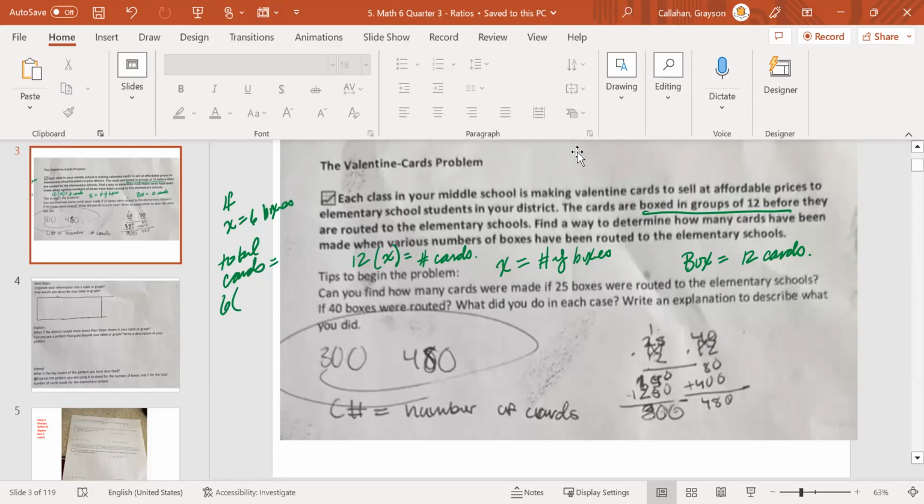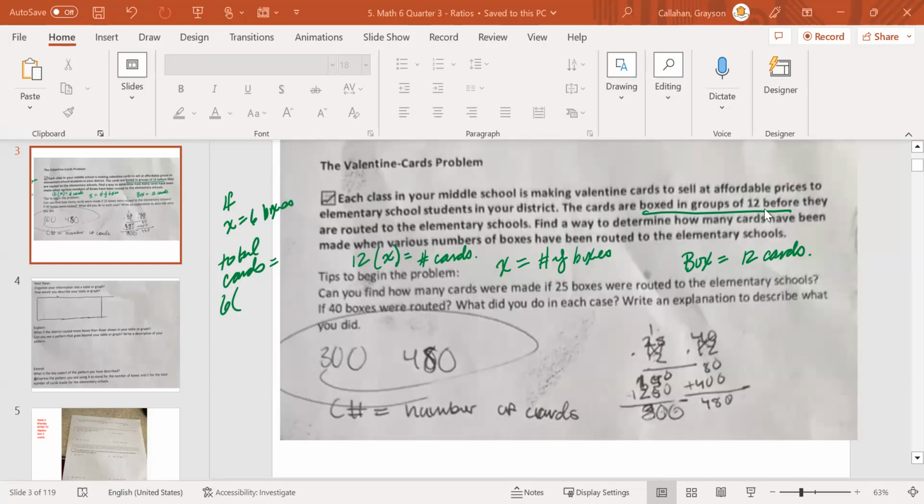You're going to read this one more time. Are there 2 cards in a box? Really? I don't think there is. I think you need to read the question again. The cards are boxed in groups of 12. So 12 cards in a box. So 6 times what? 2? I don't think it's 2. What does that say?